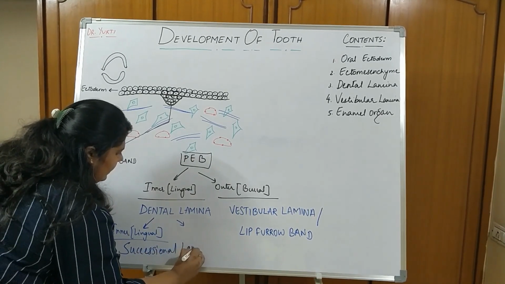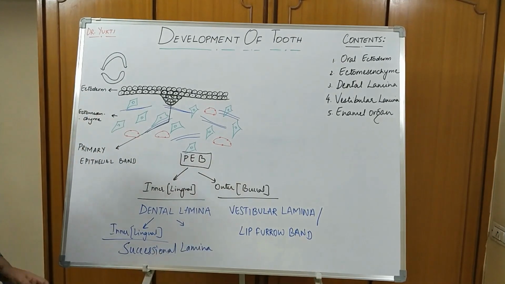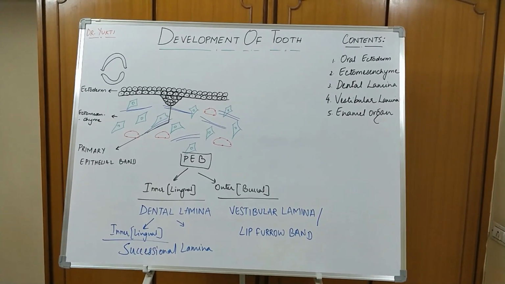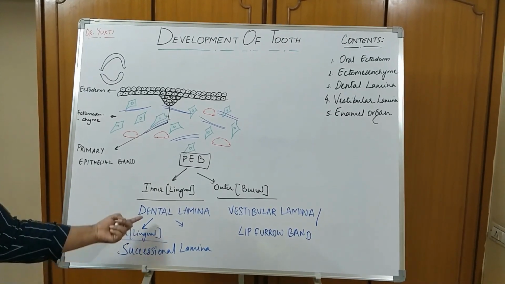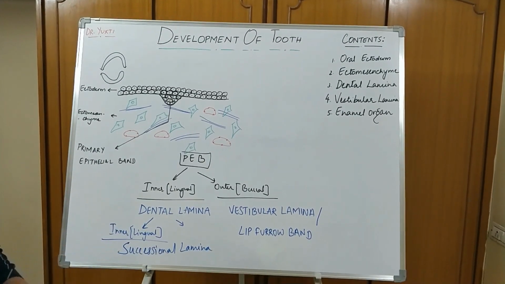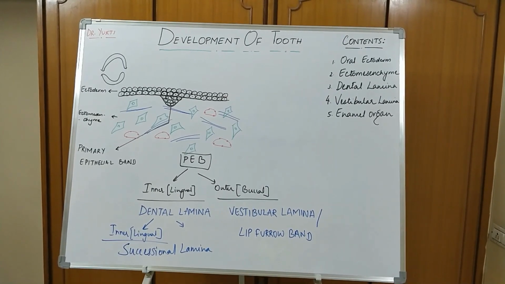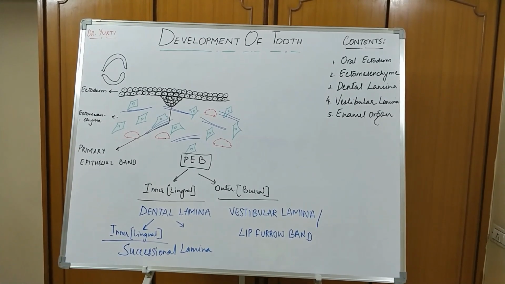See, lamina is any thin plate-like structure. Okay, so you can see lamina in other parts of the body also, like basal lamina and all that. The name here comes from the structures that they are going to produce in the future. So successional lamina is going to produce the successors of the primary teeth.